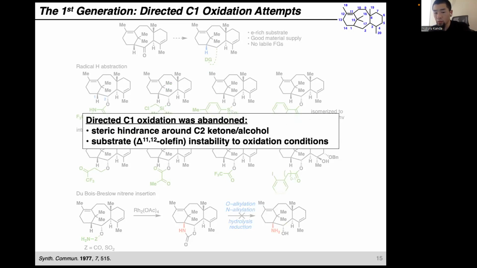To briefly summarize, we abandoned the directed C1 oxidation approach because of the sterics around the C2 and C1 positions. We also often observed reaction at the bridgehead olefin at C11 and 12, probably due to the high electron density, which led to substrate decomposition or undesired oxidation.